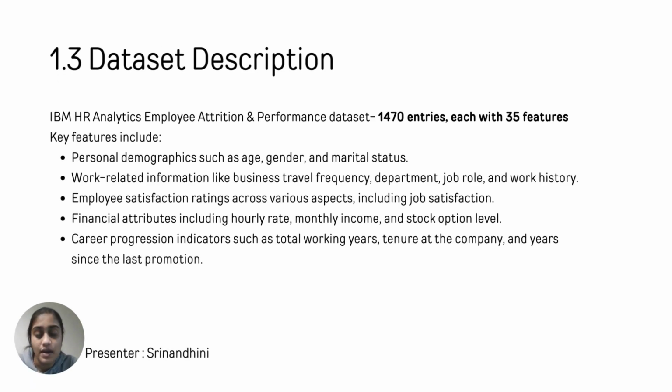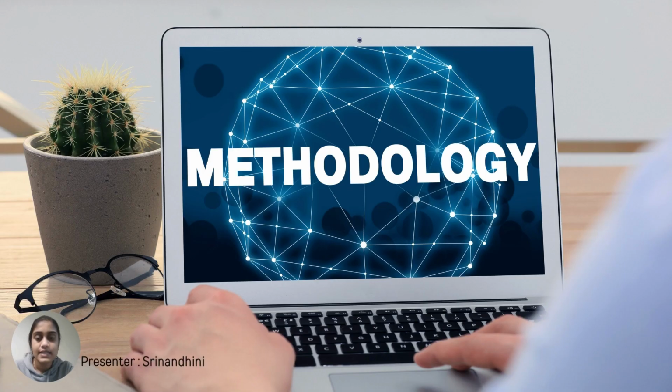The data we used for our employee attrition analysis is IBM HR Analytics data, and it has around 1470 entries with 35 features. So the key features include demographic information like age, gender, and marital status, and it also has information regarding work-related details such as business travel frequency, daily rate, department, job role, and so on. Employee satisfaction ratings were also there, and it does have financial attributes such as hourly rate, monthly income, and stock option level. It also had information regarding career progression indicators like total working years, years at the company, and years since the last promotion. Next comes our methodology and how we did our analysis.